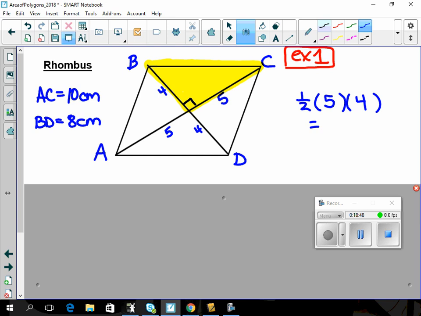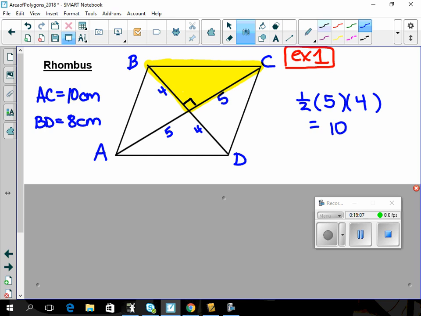Let's not do a different way quite yet. But I promise you, I'll ask. Let me just finish this way and then we'll talk. There's multiple ways to do this. What's half of 20? 10. So the yellow triangle is 10.